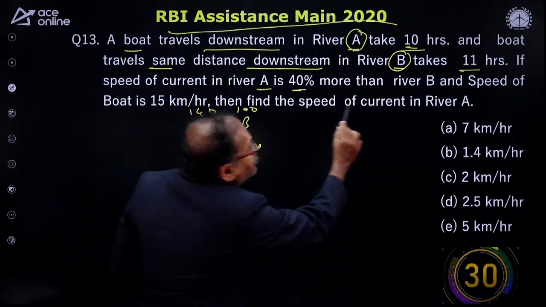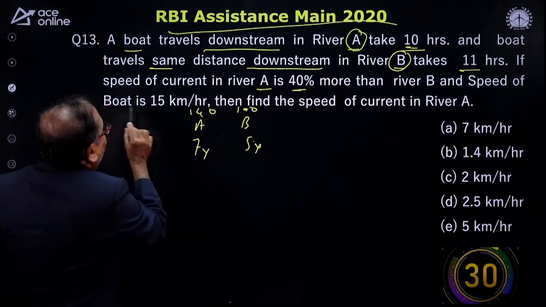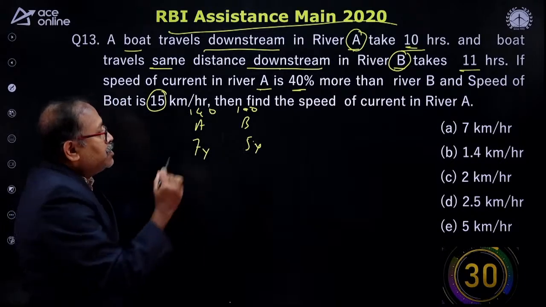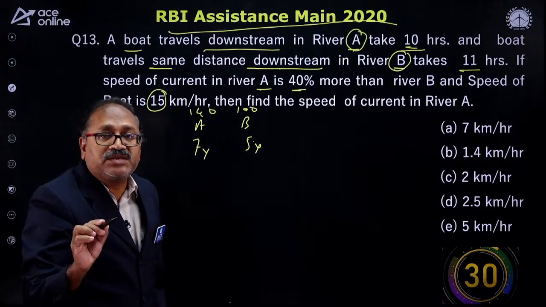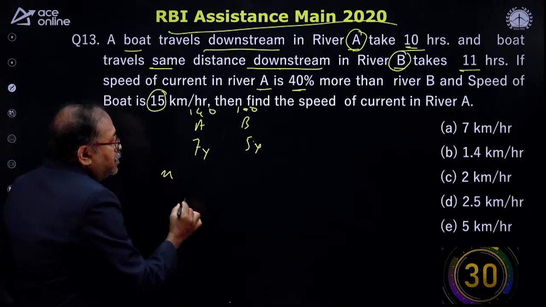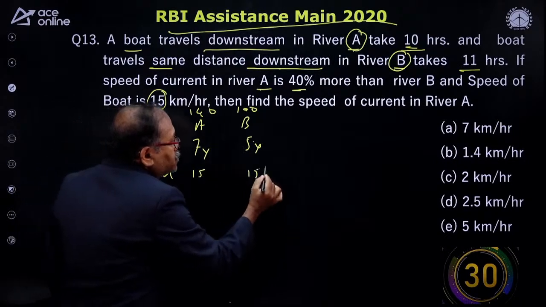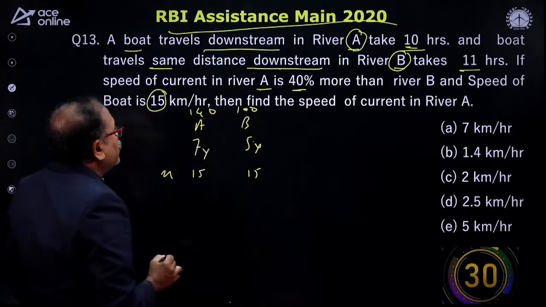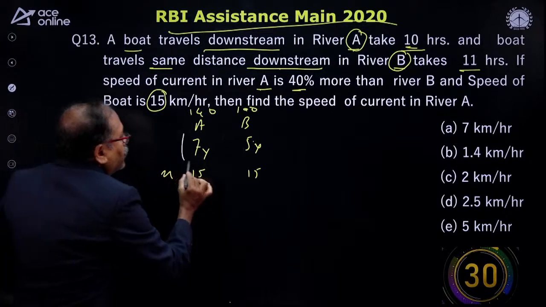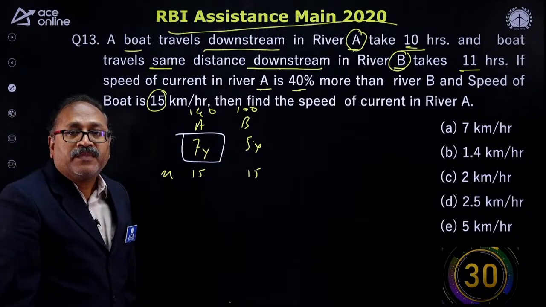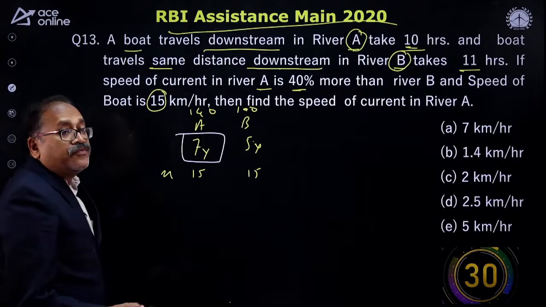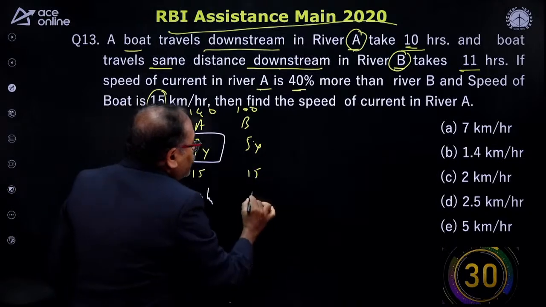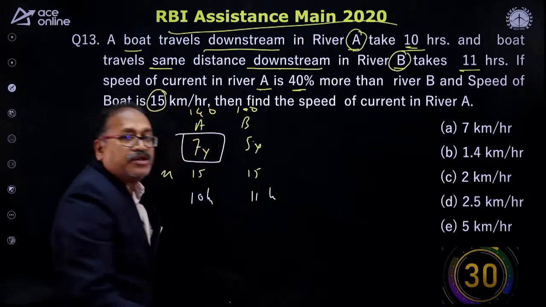And what is the next one? It is said the boat speed is 15 km per hour. So in both the rivers the boat speed will remain the same. That means x here is 15 km per hour, and it is also 15 km per hour here. Then find the speed of the current of river A. Can we find it out? Yes, we can, because A takes 10 hours over here and B takes 11 hours over here. Try, my young friends.